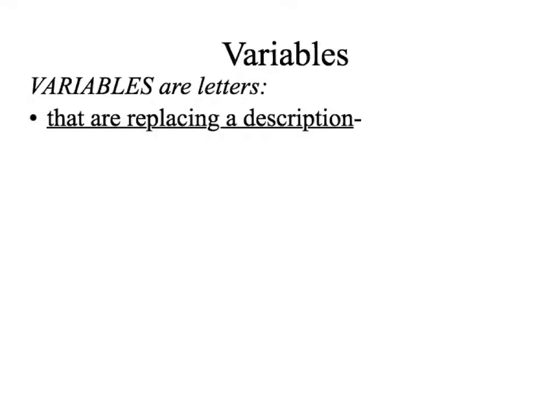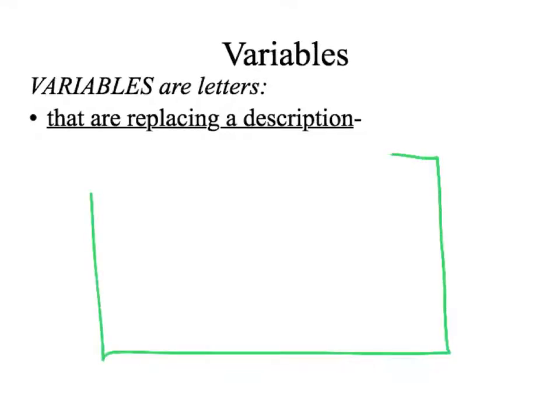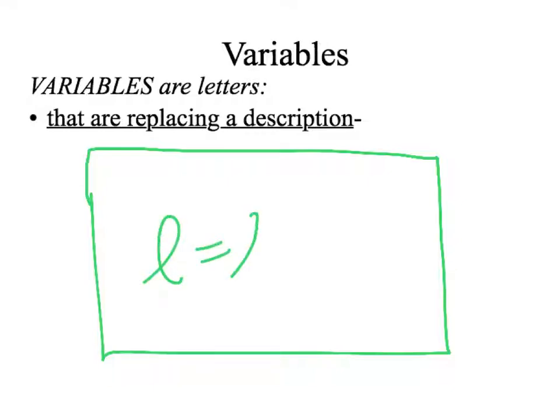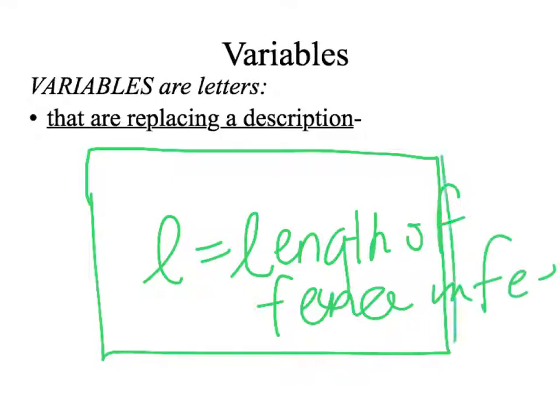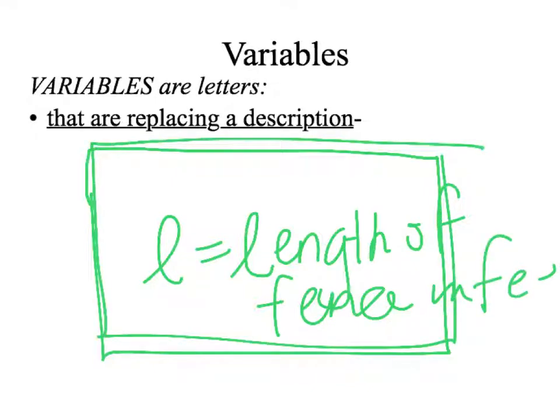And you might, for example, if you're talking about a fenced yard and you wanted to talk about how long the fence is, you could say L stands for the length of fence in feet or whatever, and that would be the distance around the thing. But instead of writing the words, the length of fence in feet, anytime you want to do that, you'd use the letter L.